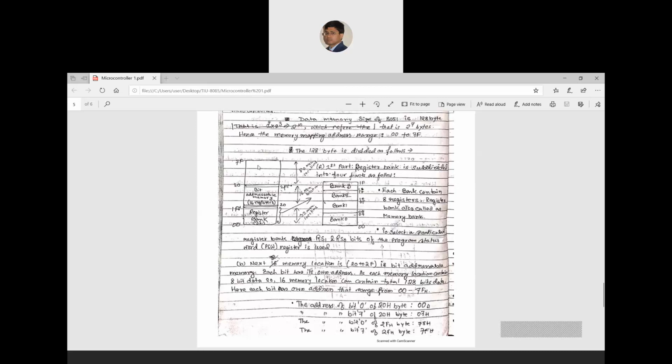You are getting a section where you can put the data you use during the program. So arbitrary data, anything you can put. This is the space where you can put your data, but before that you are putting the bit addressable memory, and before that you are putting the register bank. So this is how your total internal RAM is divided.